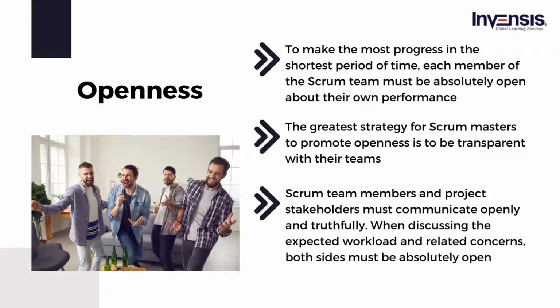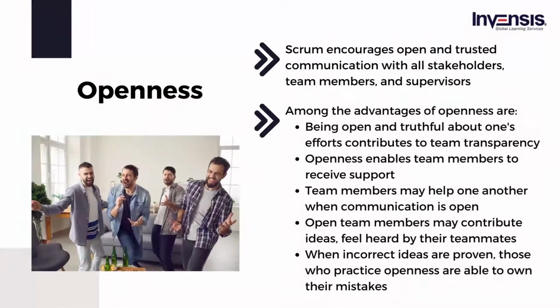This value also suggests adaptability and an openness to change. Unfortunately, practically every project involves risks and obstacles. Scrum encourages open and trusted communication with all stakeholders, team members, and supervisors. This involves informing team members truthfully if anything must be redone and accepting such input with respect, recognizing that everyone is working toward the same objectives. This openness concept also necessitates that project stakeholders disclose changes in schedule, resources, or product specifications in a timely and straightforward manner. The modifications should be mentioned without pressure. Among the advantages of openness are: being open and truthful about one's efforts contributes to team transparency.